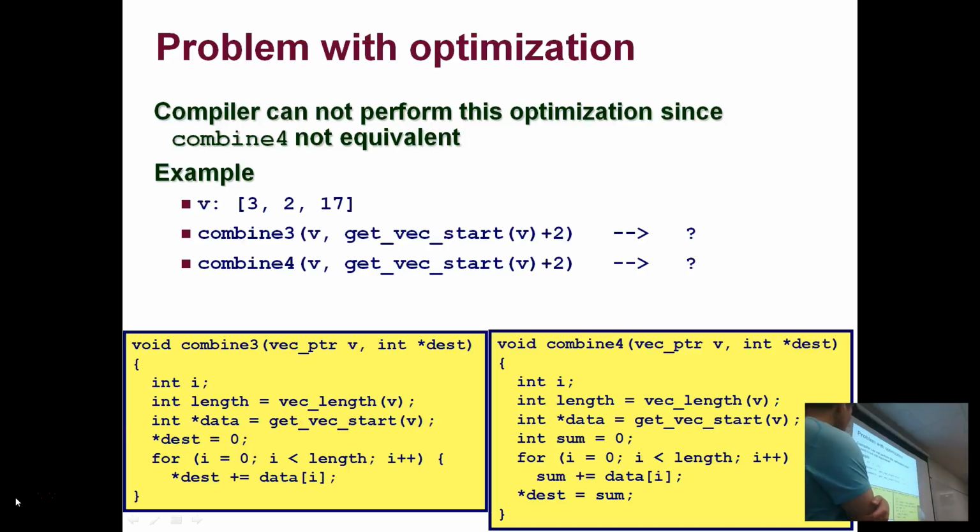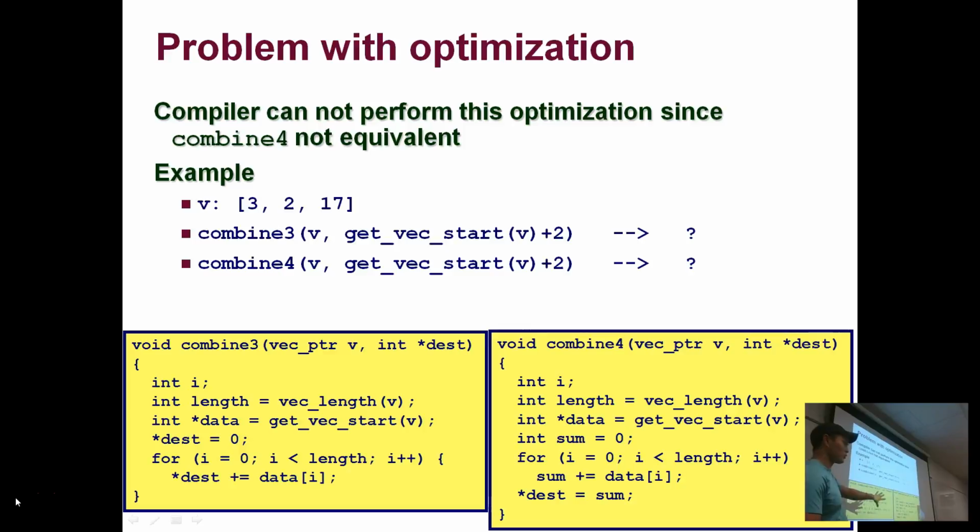Okay, so what did you get for combine 3? 44. Everyone got 44? What are other numbers that people got? You got 10. Okay, 10. What did you get for combine 4? 23. So you got something different. Those two things are not the same.